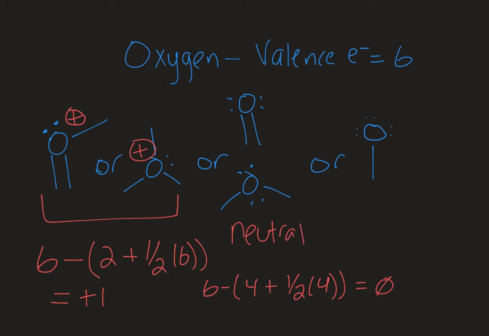And then lastly, we have an oxygen with 3 lone pairs and only 1 bond. So here, 6 minus 6, because we have 3 lone pairs of electrons, plus 1/2 of 2, there's 1 bond, equals -1. So this is negatively charged. This species is referred to as an oxide, and those are commonly found in organic chemistry as well. They're often used as bases and other reactive intermediates.